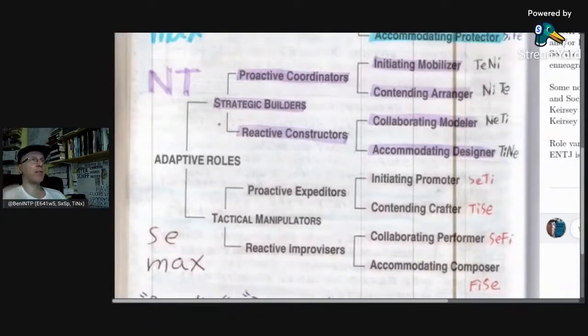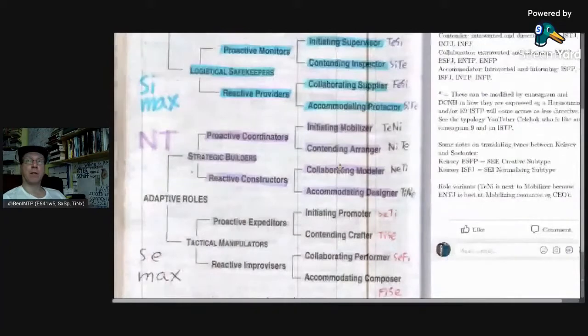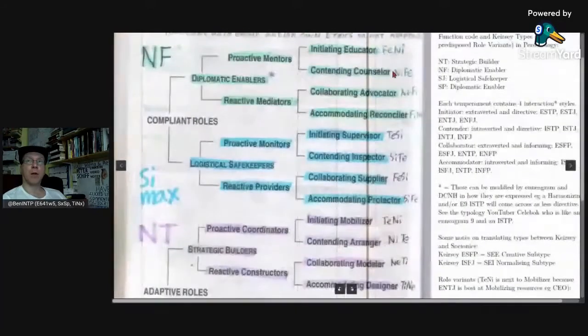We can see why the NJ is directive because of the NI. All the NI wheelhouse types are directive. They have that sort of strategic vision or diplomatic vision. If you see here, these ones are directive. All these NI ones, directive.